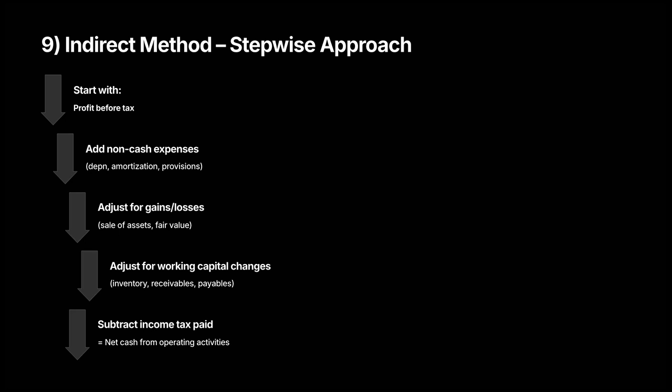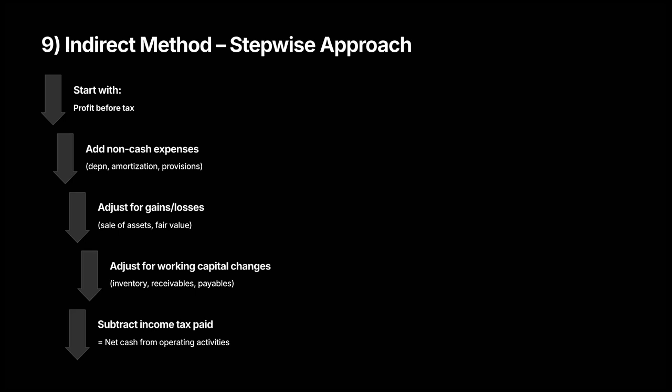Indirect method, stepwise approach. If you use the indirect method, follow this sequence. Start with profit before tax. Add back non-cash expenses like depreciation and amortization. Adjust for gains or losses on asset sales. Adjust for working capital movements: inventory, receivables, payables. Subtract income tax paid. The result is net cash from operating activities. This shows how accounting profit converts into cash.